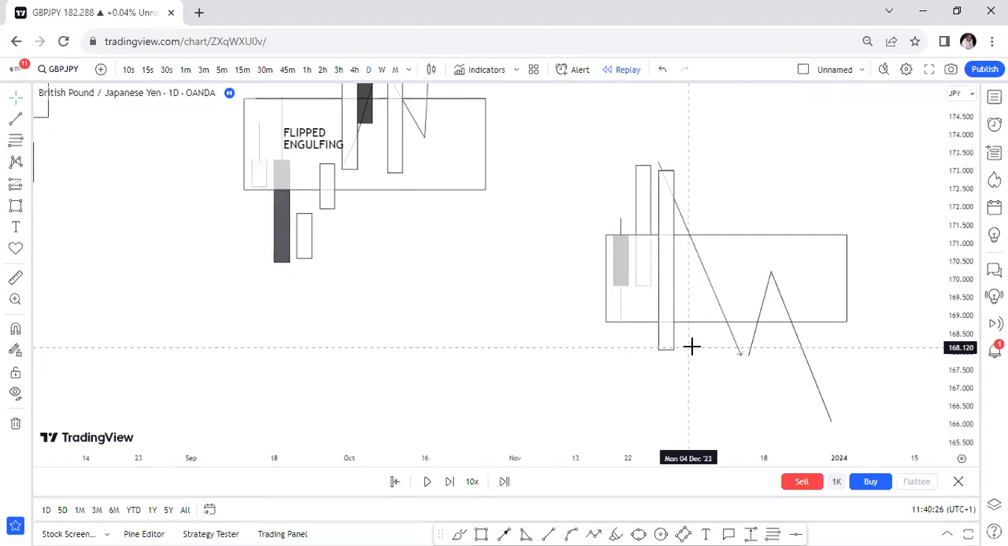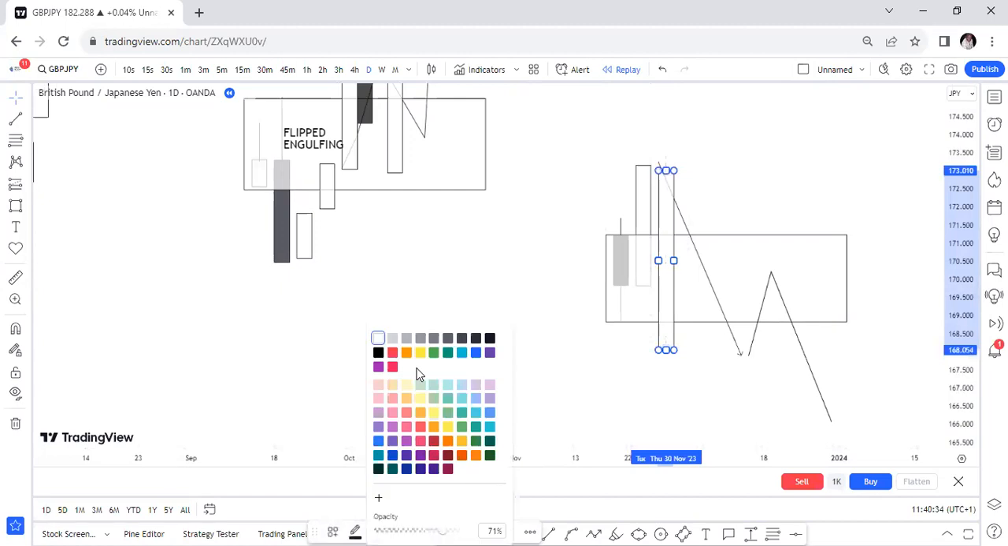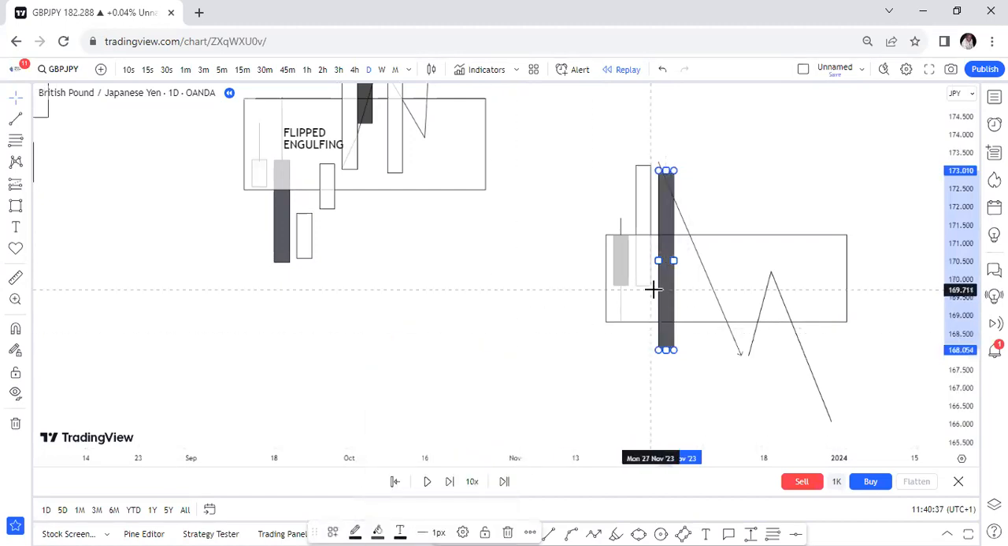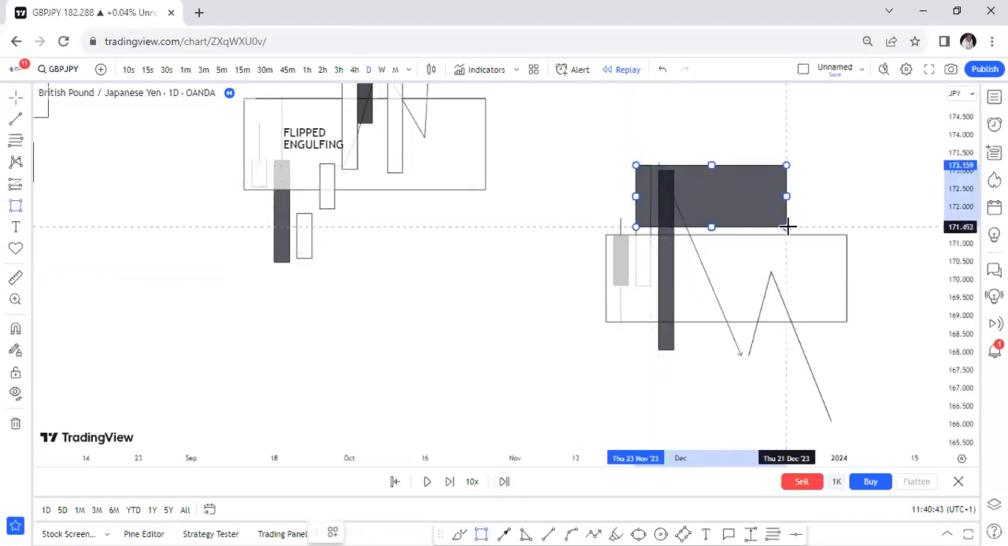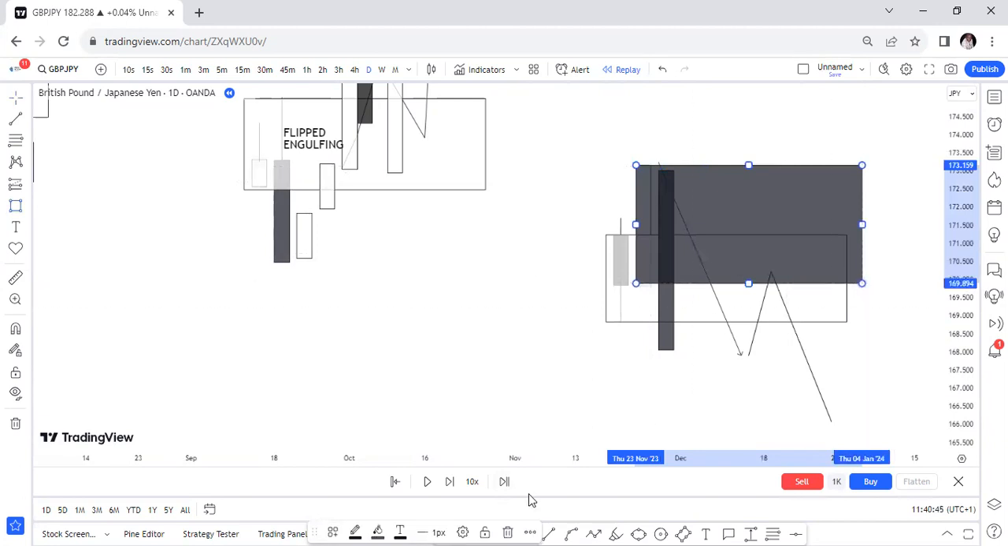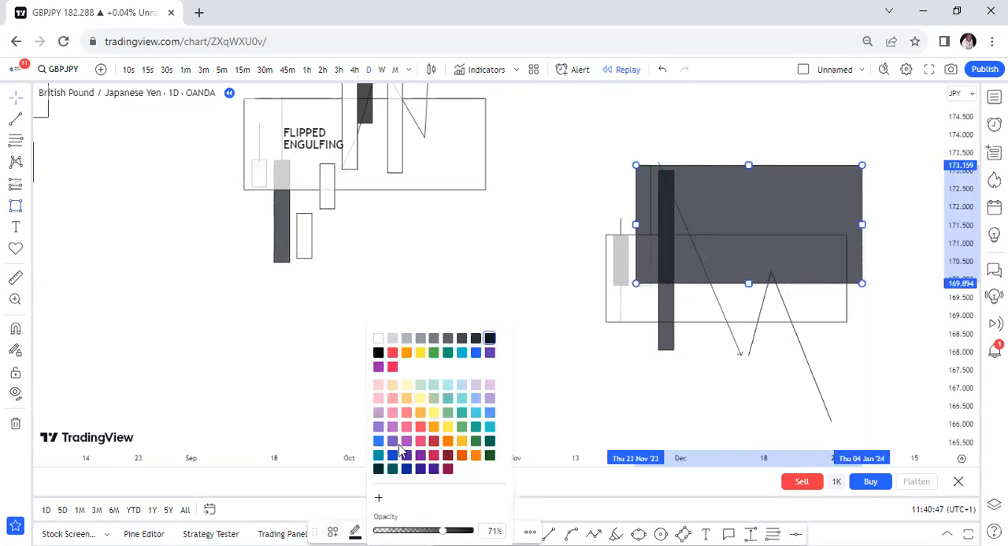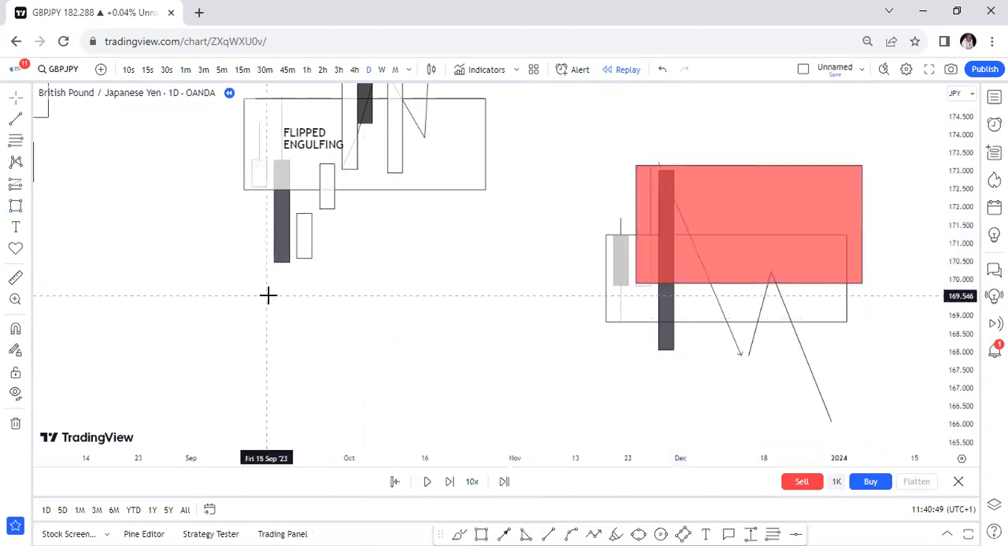To confirm a change in structure, there's now a change in structure from a bullish engulfing to a new bearish engulfing. It's a change in hand. Can you see now? This has become the new bearish engulfing.